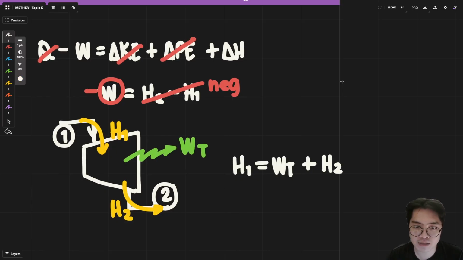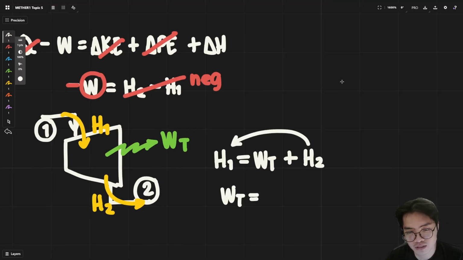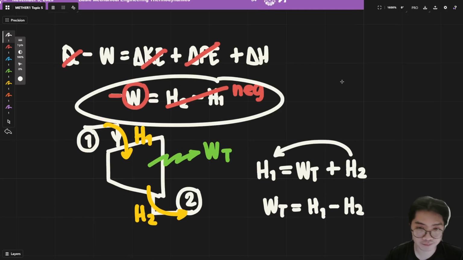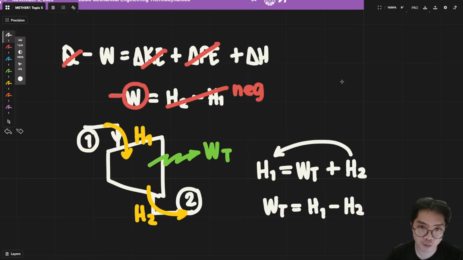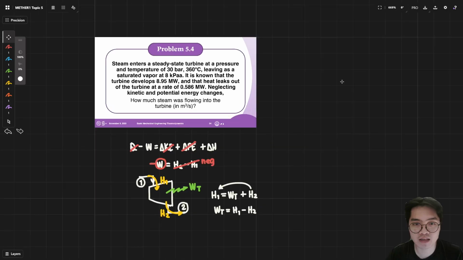Notice that what happens in here is you can just put this to the other side. You'll get WT is equal to H1 minus H2, which is the same thing as in here. So both of them work. All right, now let's see them in action.